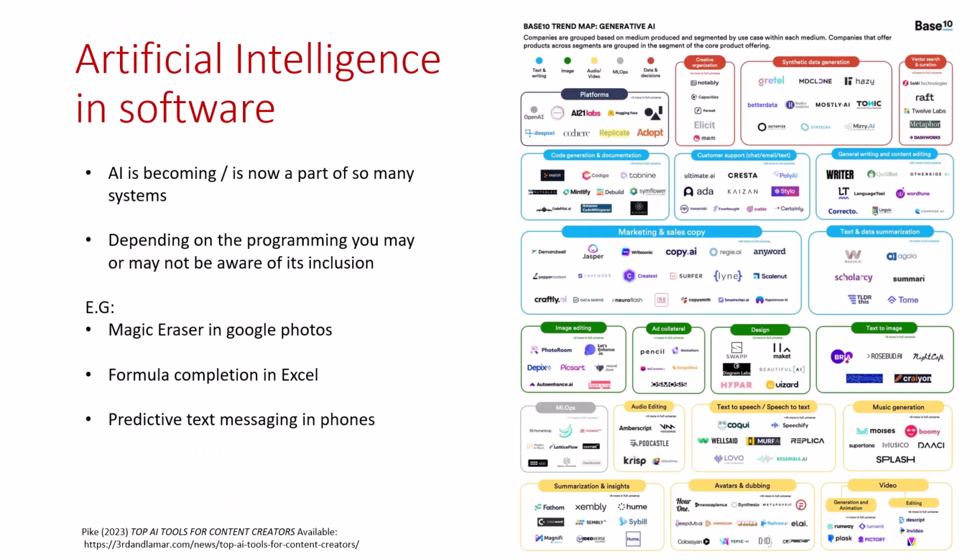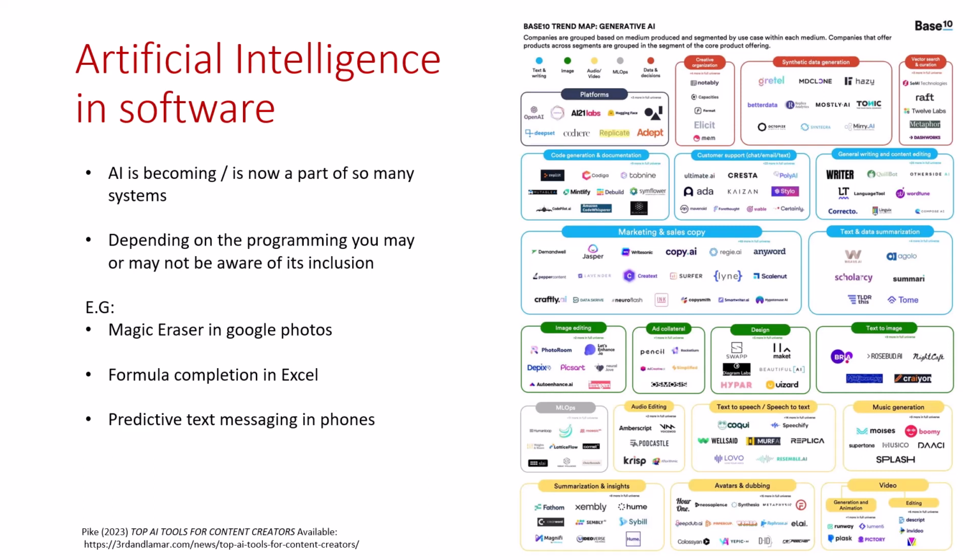The reason this is interesting is because we have this artificial intelligence as part of many systems. And in the last year or so, there's been an absolute avalanche of generative AI being embedded into many different software and programs. Some of the more generalist ones that we may be familiar with include Magic Eraser in Google Photos, formula completion in Excel, and of course predictive text messaging in programs such as mobile phones.